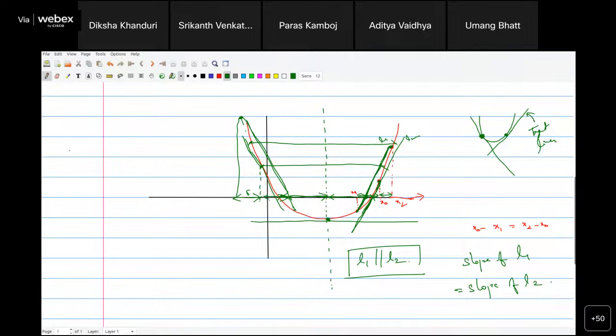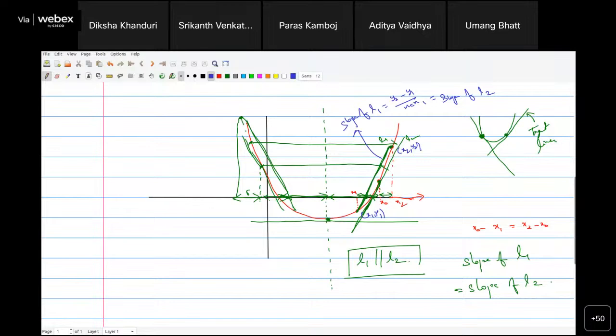And one more thing is, once you know these 2 points, you can compute the slope of this line. So what will be the slope? If I say this is x1, y1, this is x2, y2, then the slope of L1 will be (y2 minus y1) by (x2 minus x1). Correct? So this will be equal to the slope of L2.